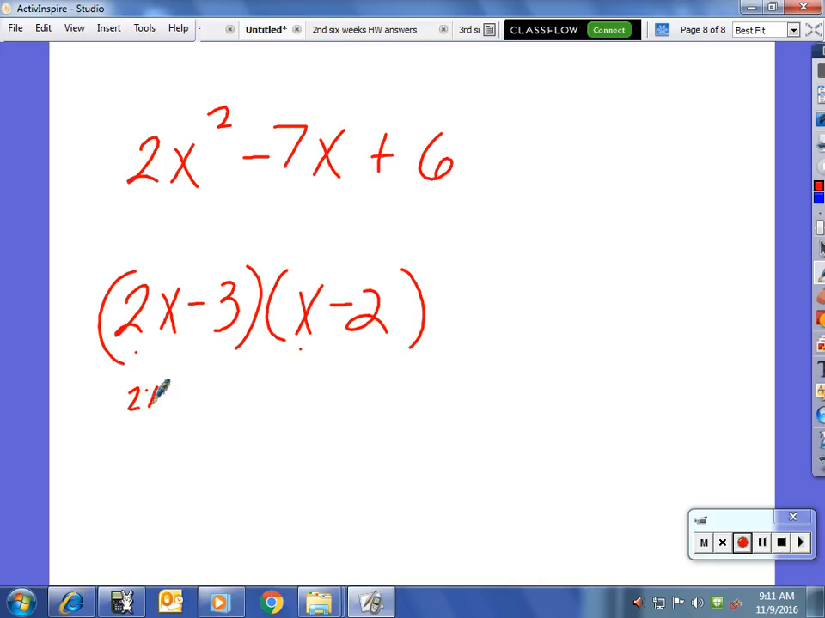2x times x, 2x squared, then I would get a negative 4x, a negative 3x, a positive 6 on the end. Does that look like the winner? Sure does. Let's go through this.